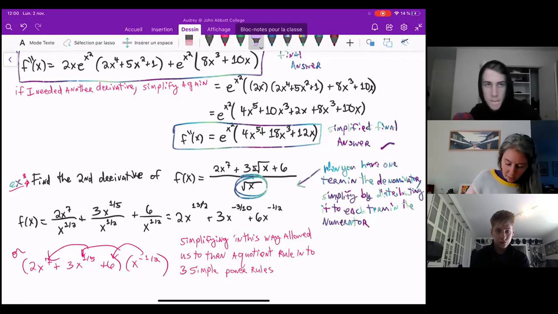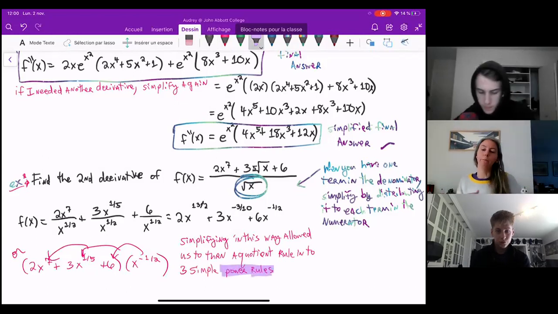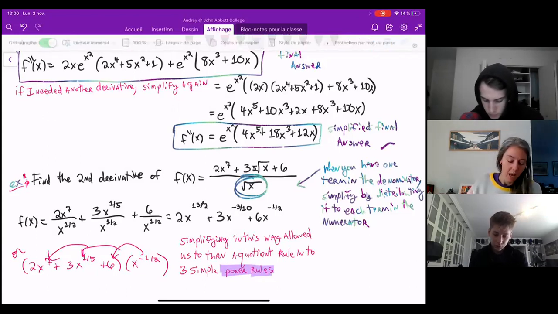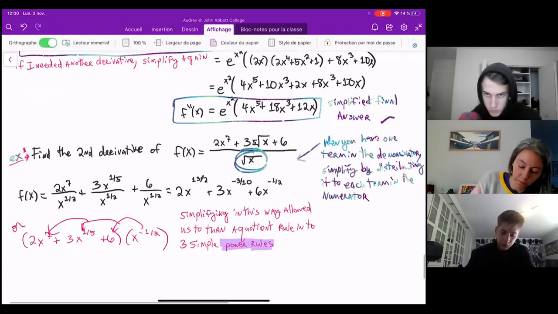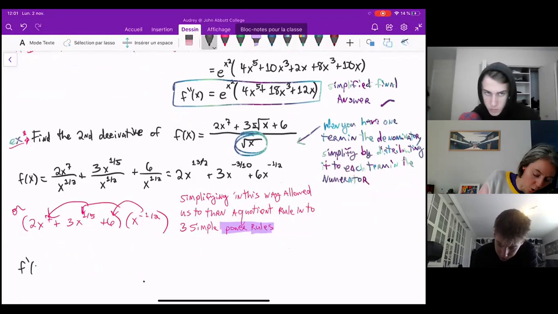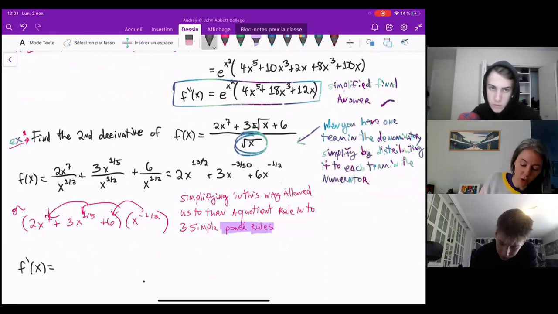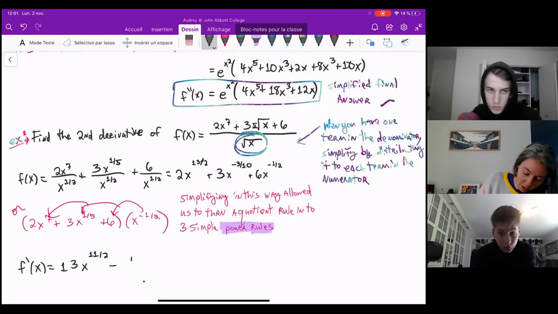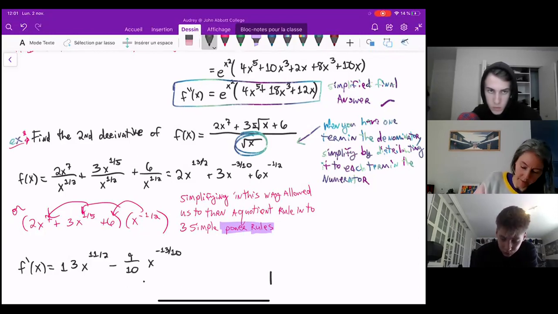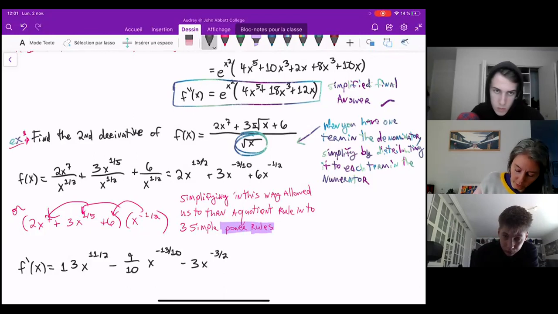And power rules, like I said, we love power rules. Power rules are the best for higher order derivatives, because once you have a power rule, you pretty much only have a power rule. So f prime of x is 2 times 13/2, so that's 13x to the 11/2 minus 9/10 x to the -13/10 minus 6/2, so that's minus 3, x to the -3/2.